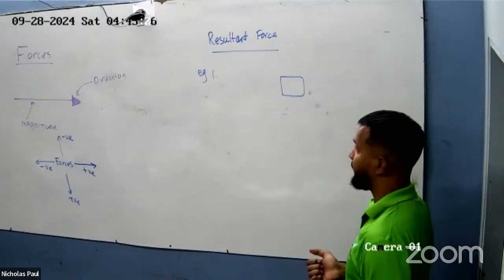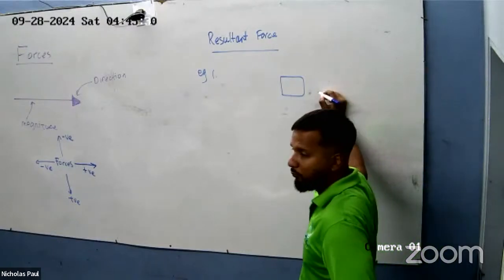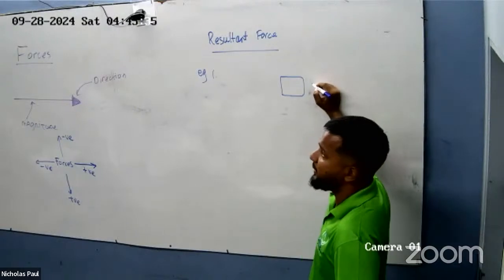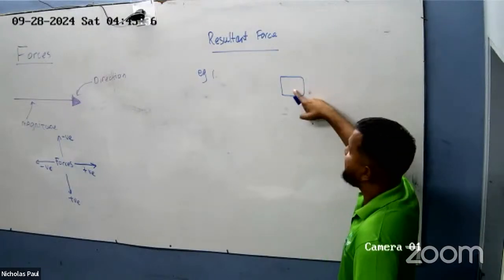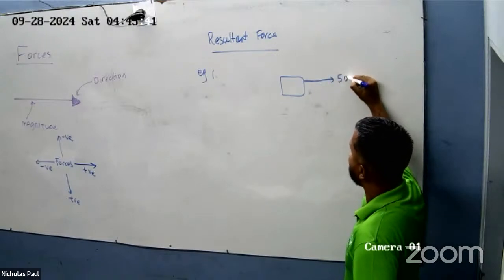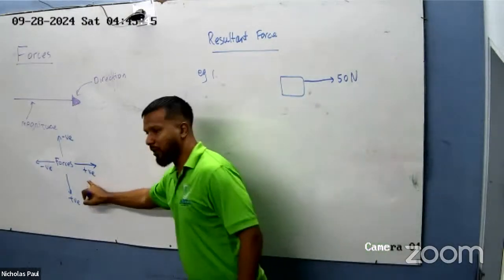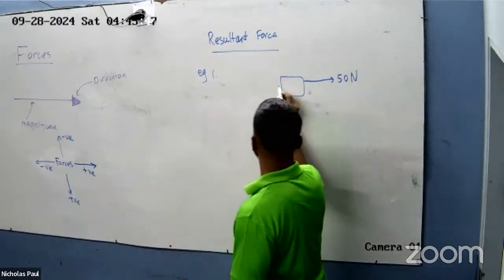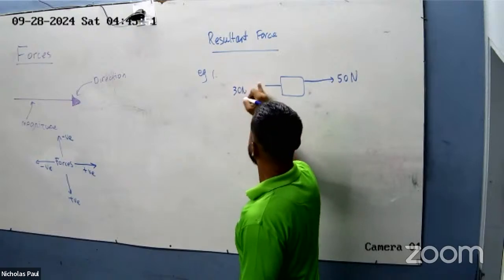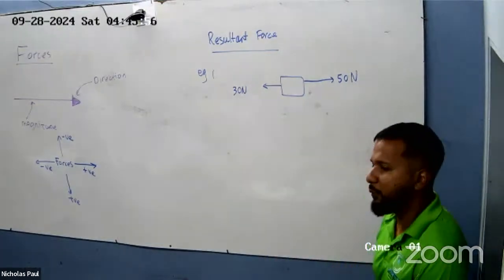All right, no more notes. Just questions now. You're almost done. So let's take a look at this quick example here. Let's say I have a block, and on the block, I have a 50 newton force acting to the right. I am using positive to the right. And then I have a 30 newton force, I'll make it a little bit shorter, acting to the left. What do you think will happen to this object?